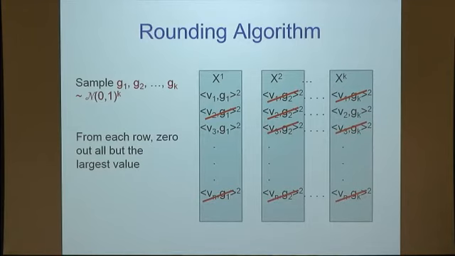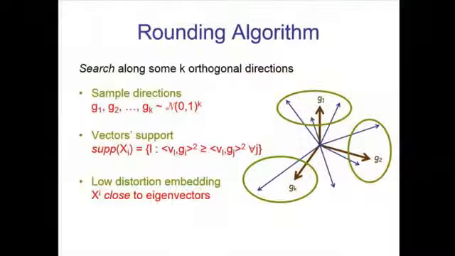So now I have k vectors, each of which has disjoint support. And now I need to show that all of them, or some fraction of them, have low distortion. Right? So is the algorithm clear to everyone, or any questions? Okay. So why does this algorithm work?